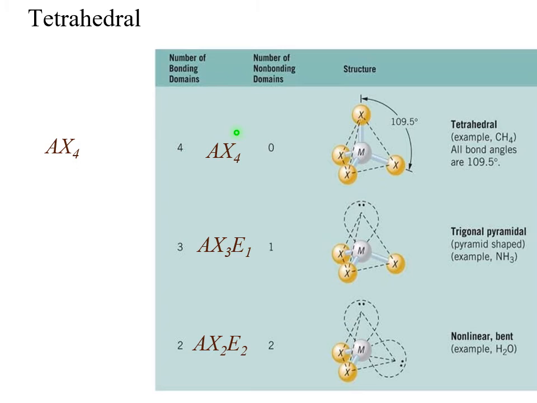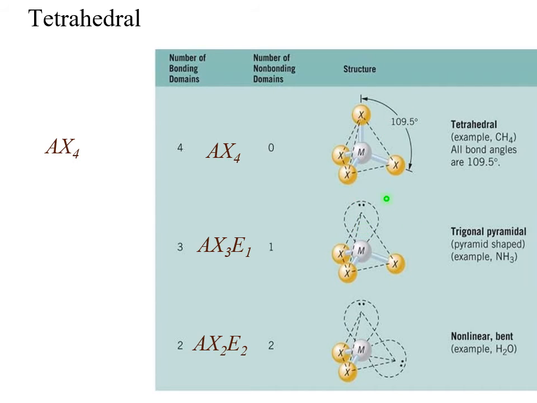In case of tetrahedral environment, we have three cases. One of them is four chemical bonds around the central atom. Example is methane, CH4. All angles are ideal tetrahedral, and they are 109.5 degrees.